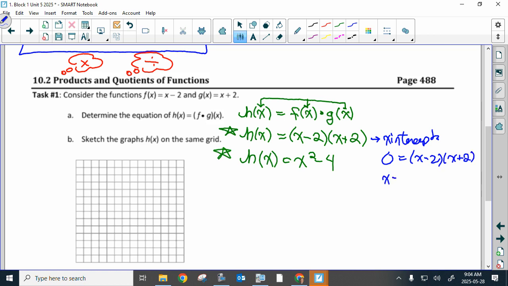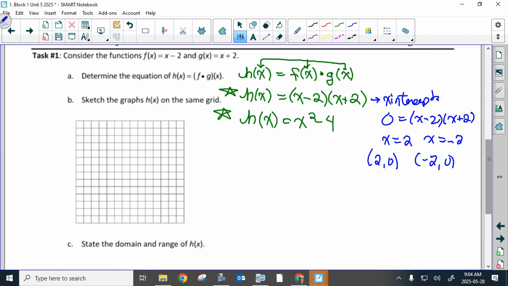And I get x equals 2. I get x equals -2. I'm going to bring them back to ordered pairs. And I might even use function notation, because we're talking about f of x, and we're talking about g of x, and we're talking about h of x. It might be nice to distinguish where these ordered pairs belong, right? Like put it on h of x.